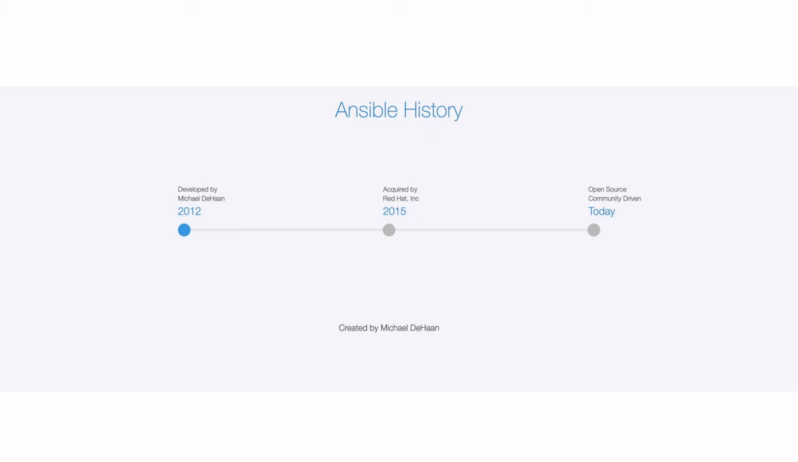Ansible is an open source configuration management, software provisioning, and application deployment toolset created by Michael DeHaan in 2012. It was later acquired by Red Hat Inc. in 2015. And since then, Red Hat Inc. and the open source community have further developed and improved the platform.